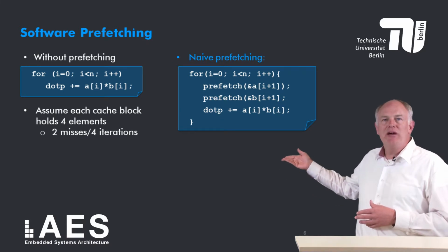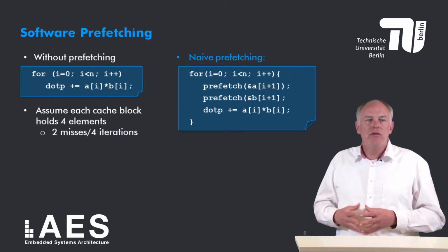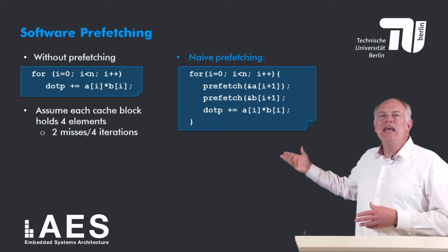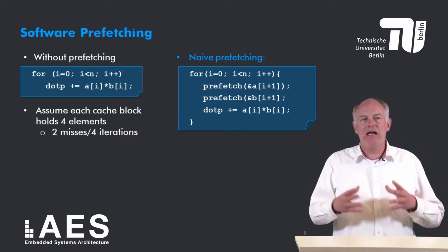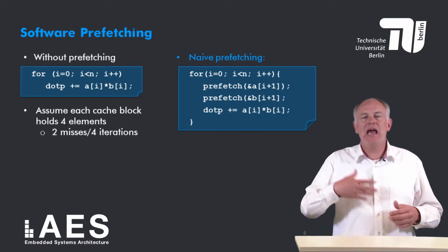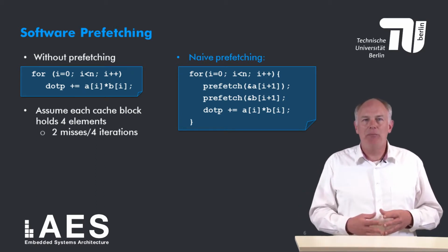The second, third and fourth element of A as well as B in a block will hit the cache. Now we add prefetching instructions to the code. This code illustrates naive prefetching. In the iteration that accesses A[i] and B[i], we prefetch A[i+1] and B[i+1].